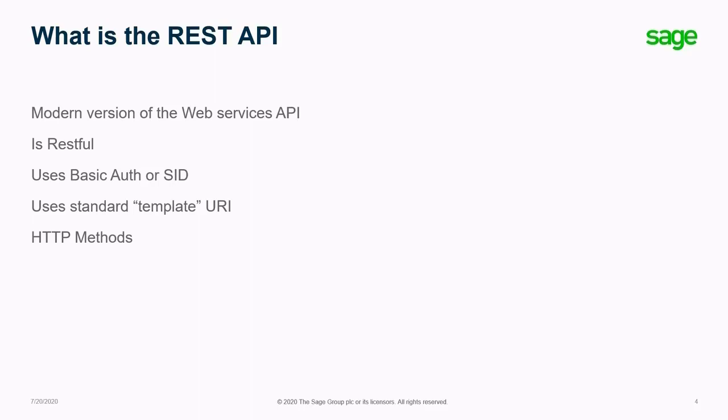The REST API also uses a standard template URI, and that basically just means that for the standard of how we communicate with, say, CRM, there will be a basic API and then we add endpoints to that. I will be covering that a little bit later as well. And then the last thing to mention is our HTTP methods. HTTP methods or HTTP verbs are what we use to communicate. That could be a get, a put, a delete, or a post verb that we use to communicate with the REST API, and I will be covering some of those here as well.